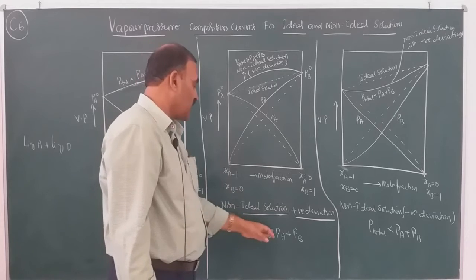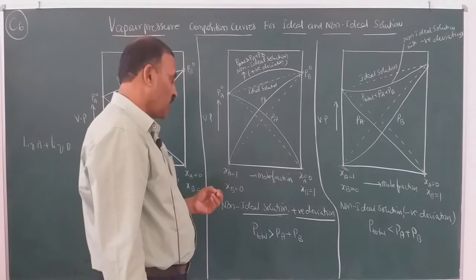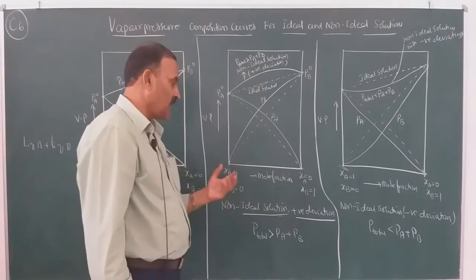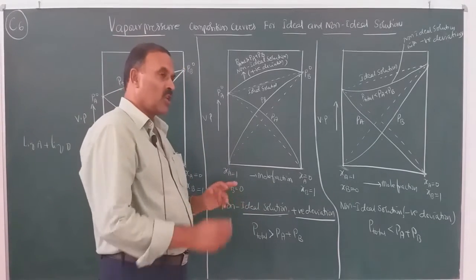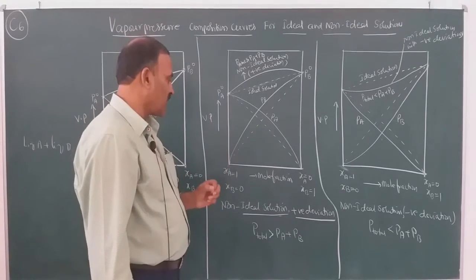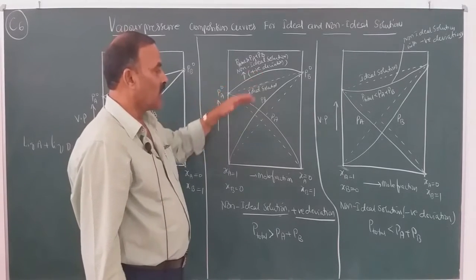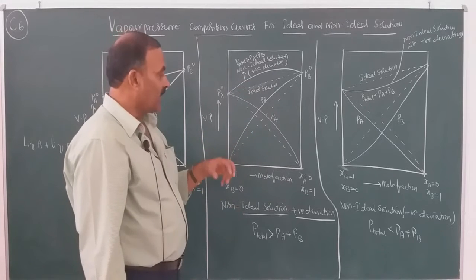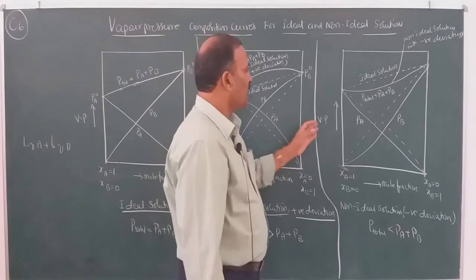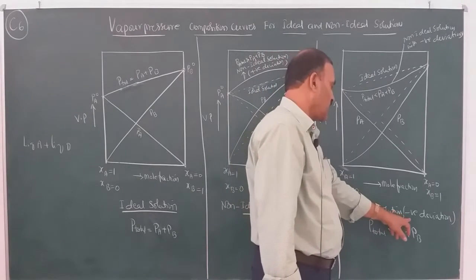So why is P total greater than PA plus PB? In the case of a non-ideal solution with positive deviation, the interaction between molecules of liquid A and liquid B is weaker than between the molecules of A-A and B-B. When the interactions are weak, what happens? Vaporization is more, vapor pressure is also more, and the volume of the solution becomes greater than the volume of the two liquids. Coming to the other type, that is non-ideal solution with negative deviation.